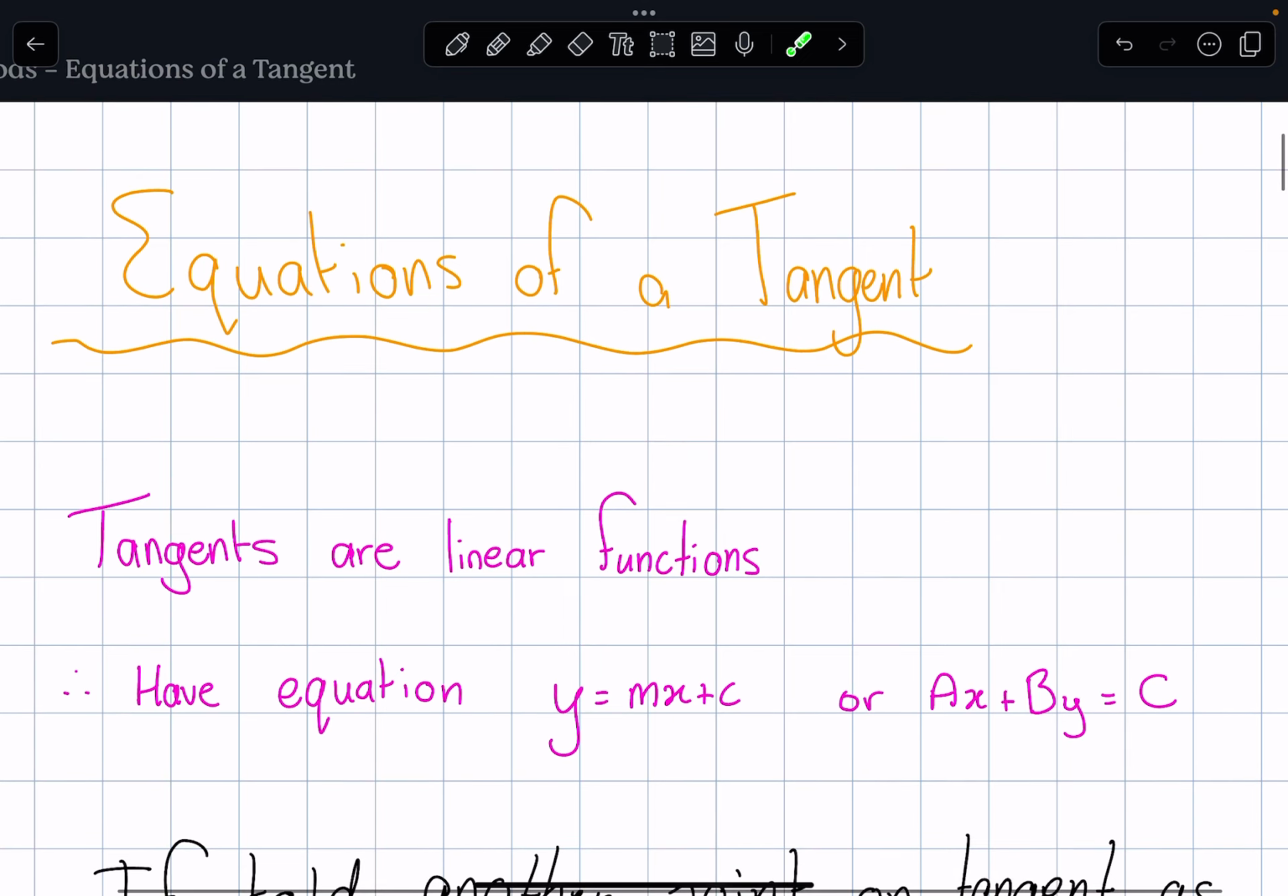All right, so tangents are linear functions. We know that they're straight lines touching the curve. That means they have the equation either y equals mx plus c or ax plus by equals c. Now this is gradient intercept form, a nice easy form to use, and this is general form. But you've got to be able to transfer between the two of them, because sometimes in exams, they will throw either at you and you've got to be able to tackle both.